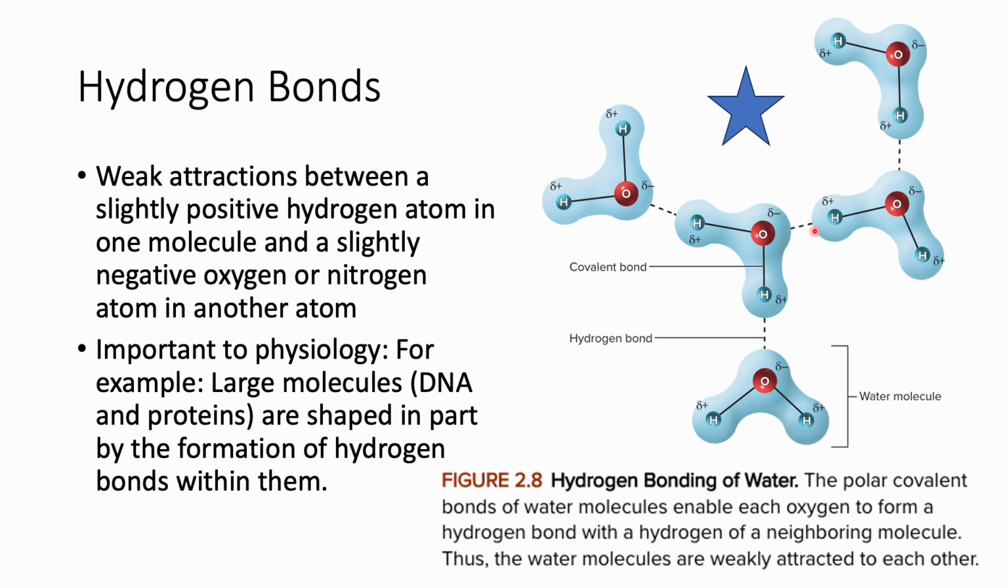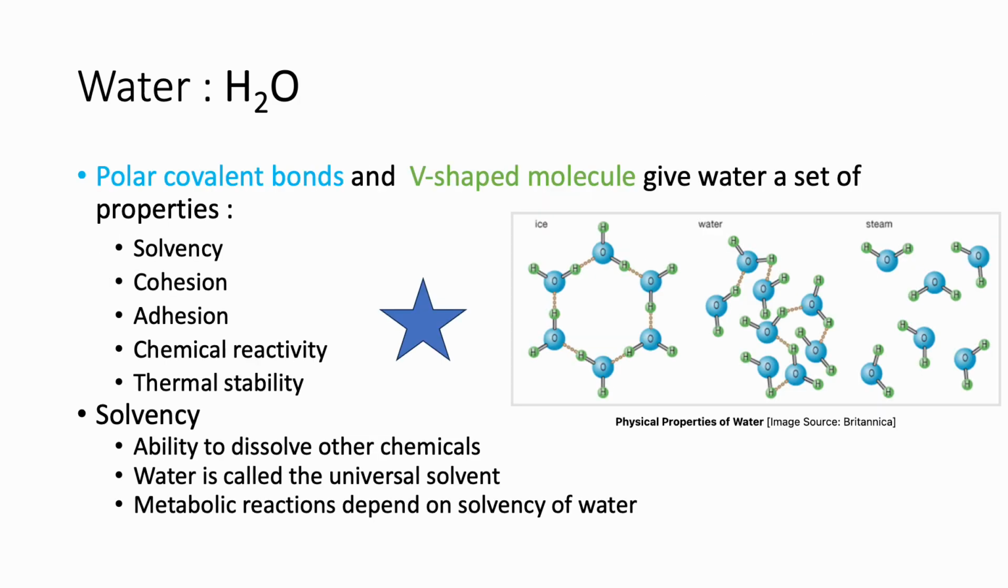These weak attractions might be weak by themselves, but when they work together, they're very strong and very important bonds. So large molecules like DNA and proteins are shaped in part by the formation of hydrogen bonds within them. All right, you need to know covalent bond versus hydrogen bonds.